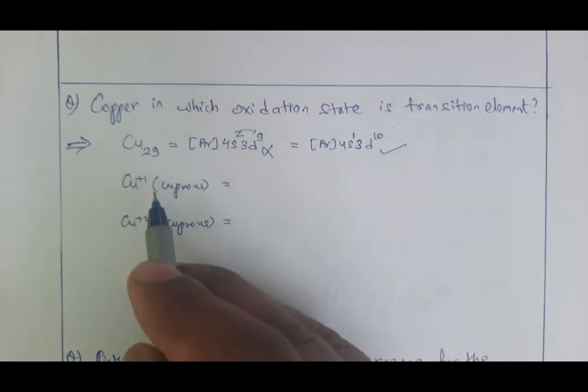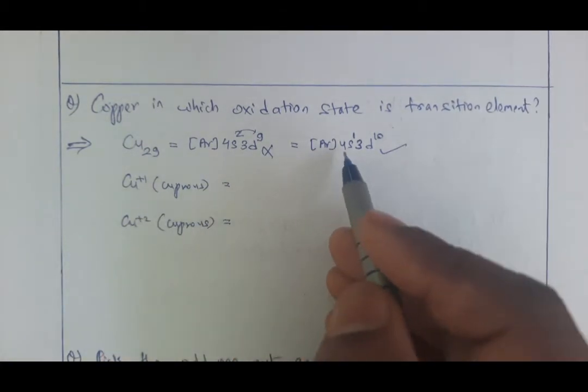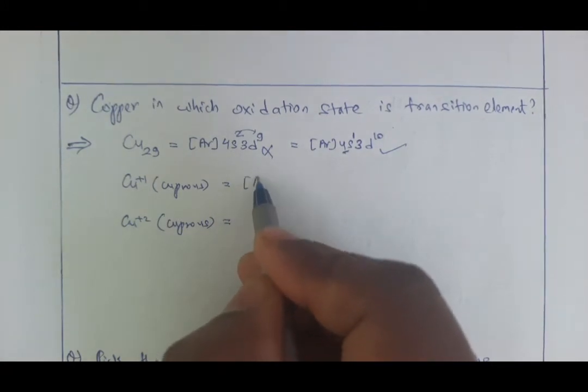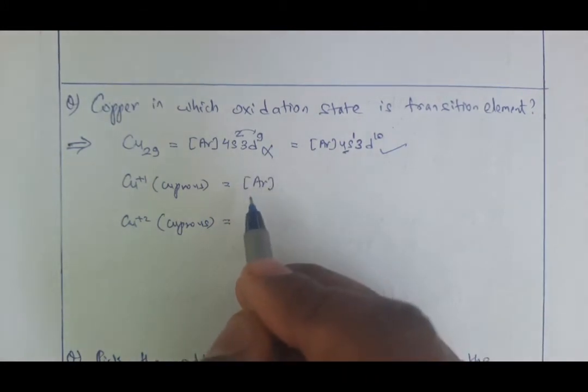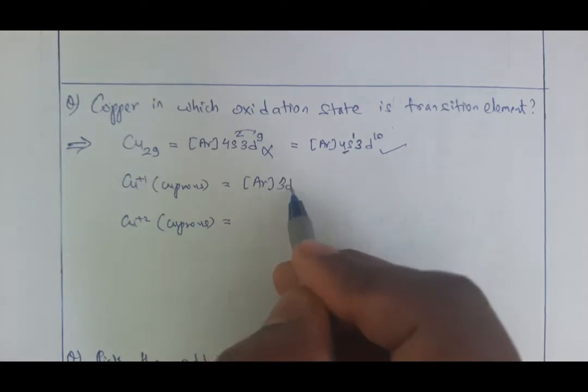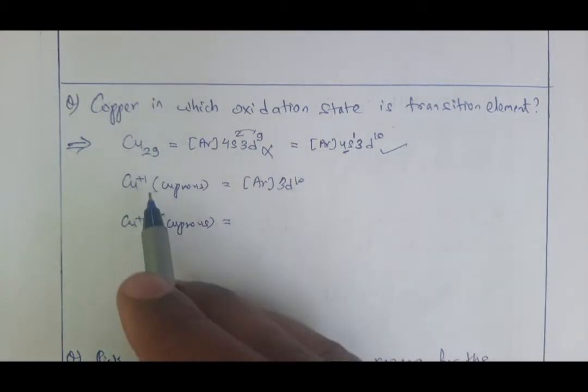So how to make it cuprous? +1 means you have to remove one electron, and that electron you remove from 4s. So if you remove one electron from 4s, what remains here is argon, then comes your 3d10. One electron gone because of +1.